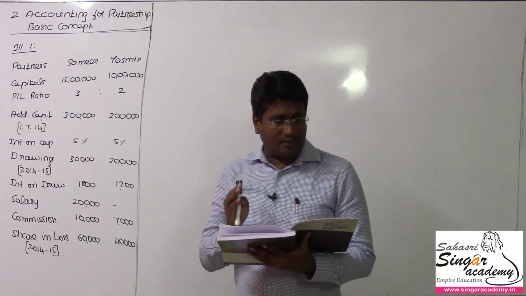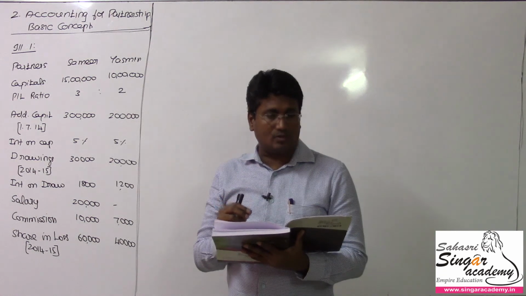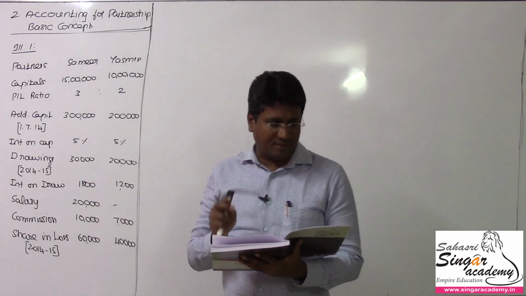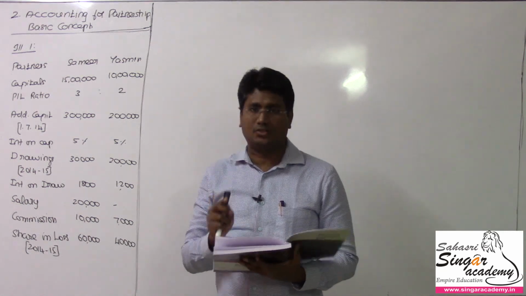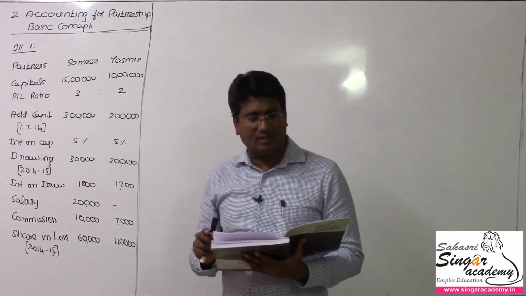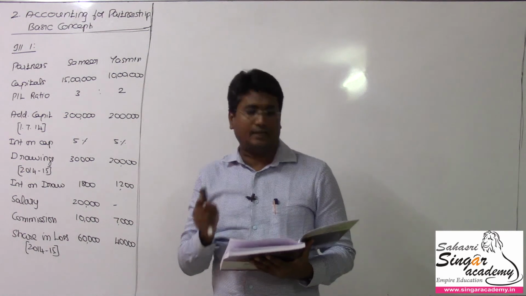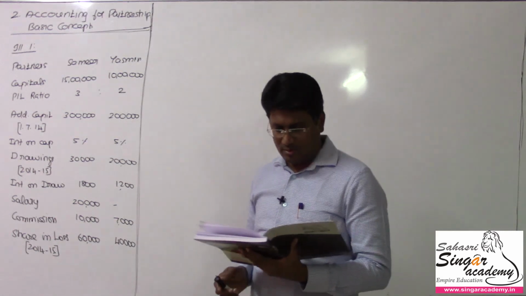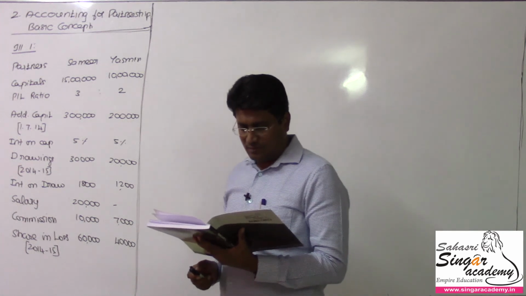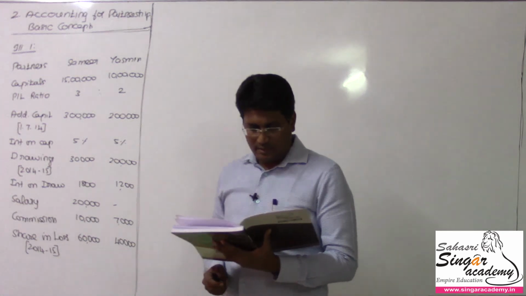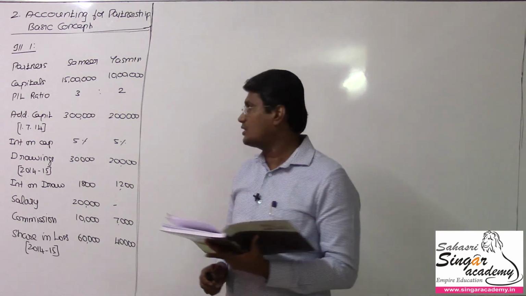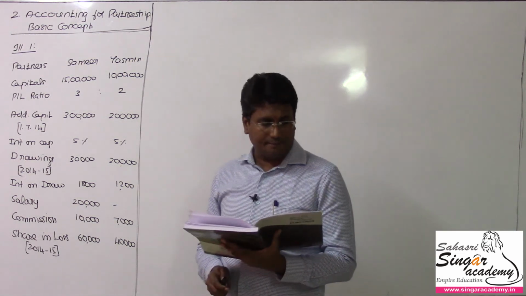Show how the following transaction will be recorded in the capital accounts of the partners in case number 1, the capitals are fixed, and number 2, the capitals are fluctuating. Let me finish this illustration first with the fluctuating model, and then I will work out the fixed capital model. Both the models I will work out. The books are closed on March 31st every year.